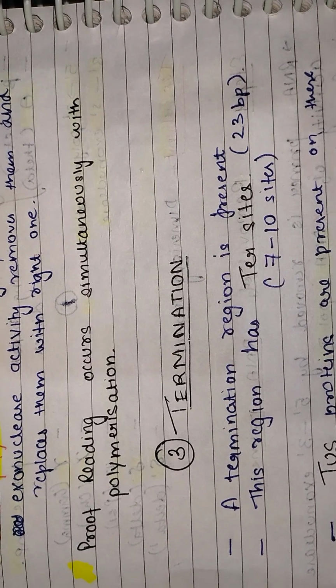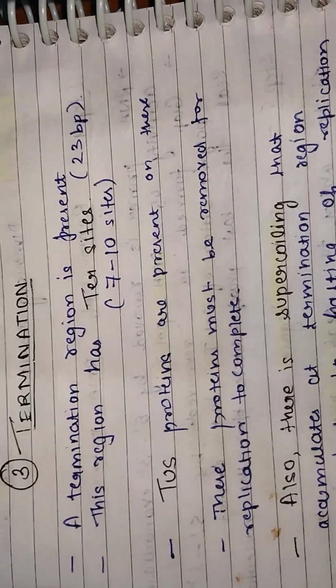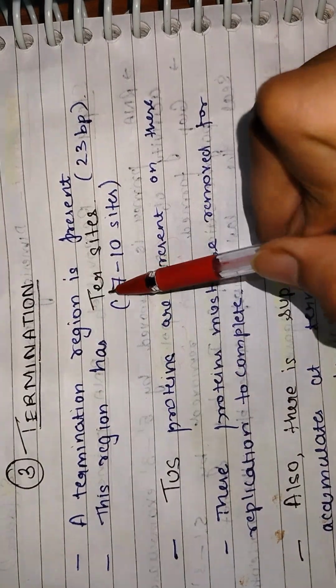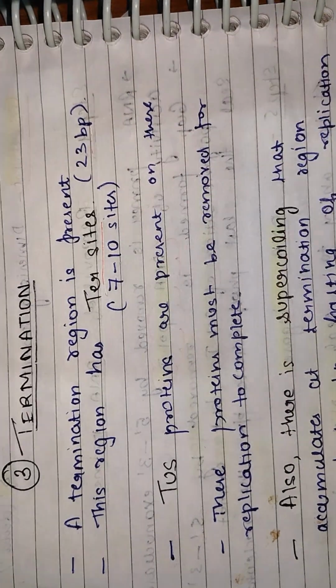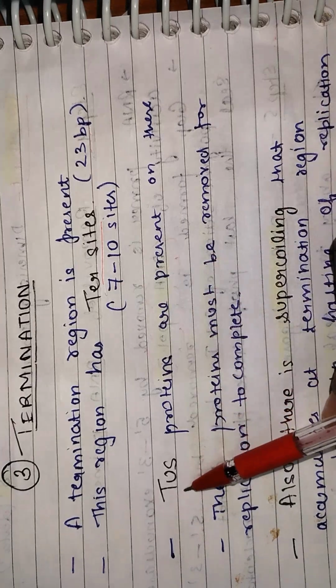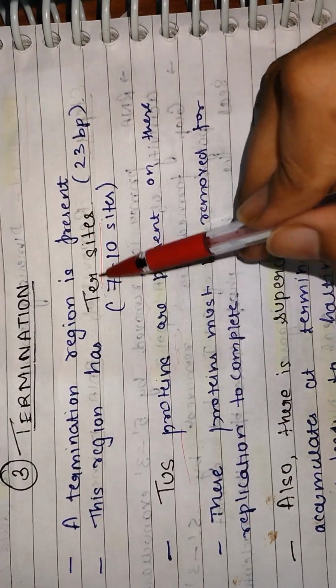The last step of DNA replication is termination. How does termination occur? Basically, a termination region is present in the DNA, and this region has ter sites. The ter sites are 23 base pairs long, and there are 7 to 10 ter sites present in the DNA. The TUS proteins bind to these ter sites.